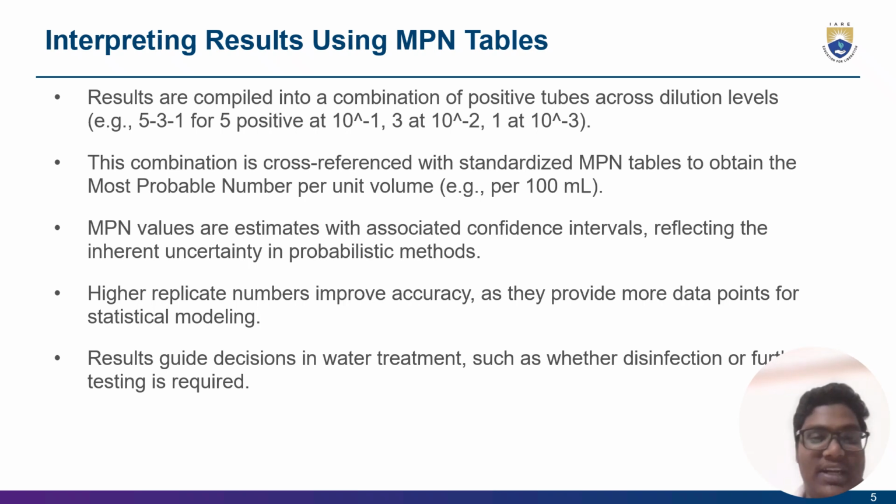MPN values are estimates with associated confidence intervals reflecting the inherent uncertainty in probabilistic methods. Higher replicate numbers improve accuracy as they provide more data points for statistical modeling. Results guide decisions in water treatment, such as whether disinfection or further testing is required.